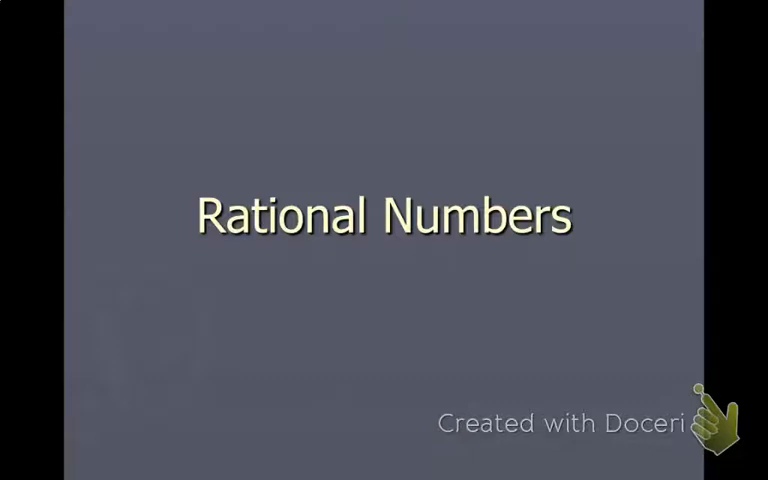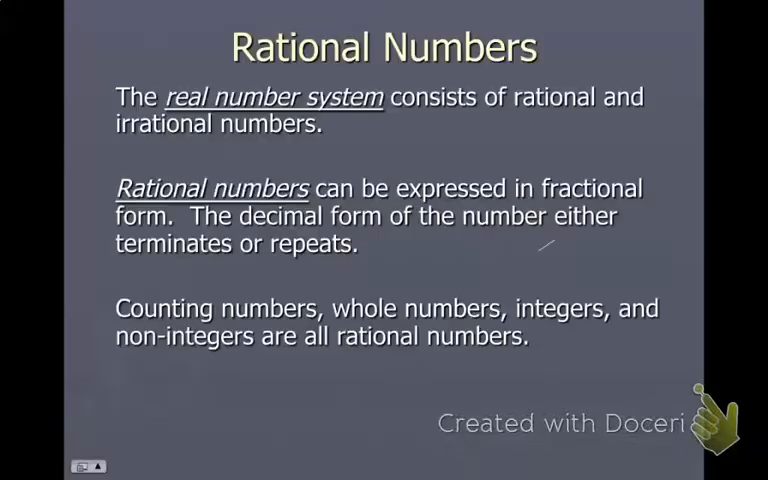Okay, today we're going to be talking about rational numbers. The real number system consists of rational and irrational numbers. Rational numbers can be expressed in fractional form. The decimal form of the number either terminates or repeats. Counting numbers, whole numbers, integers, and non-integers are all rational numbers.